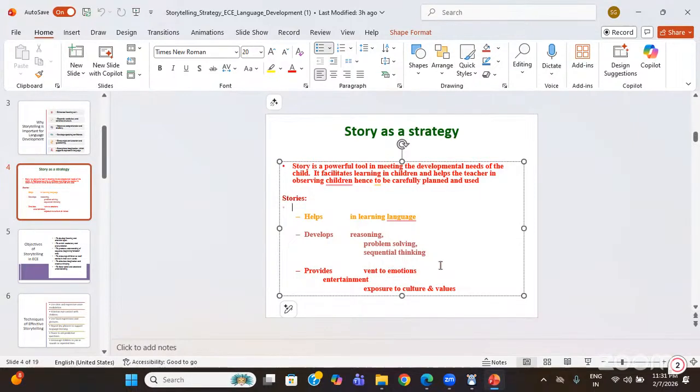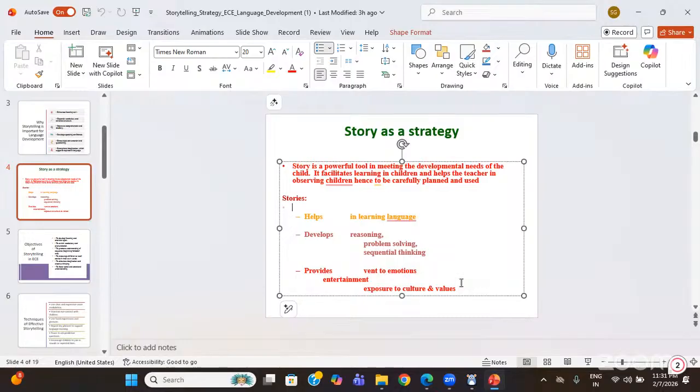How is that possible? What is that vent to emotions? So, there are many techniques of storytelling. And then it also provides entertainment and exposure to culture and values. So many skills have been developed. You can see, isn't it?